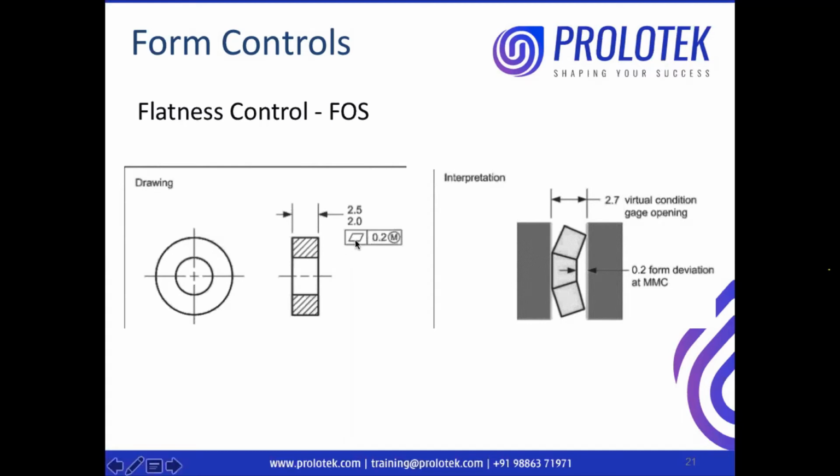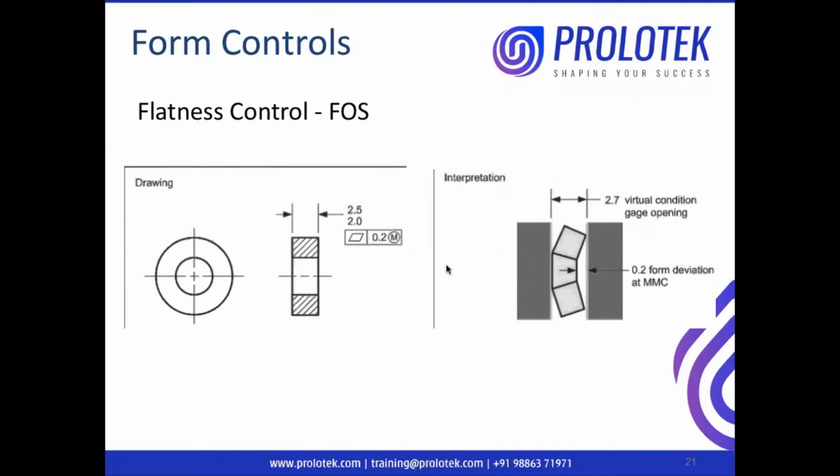compartments. The first compartment is for the geometrical characteristic symbol. The second compartment is for the geometrical tolerance value. Along with the geometrical tolerance value, we have used an additional symbol. This symbol is called a modifier symbol, as I said earlier in one of the slides. If we want more flexibility, then we use this symbol called the maximum material condition modifier.